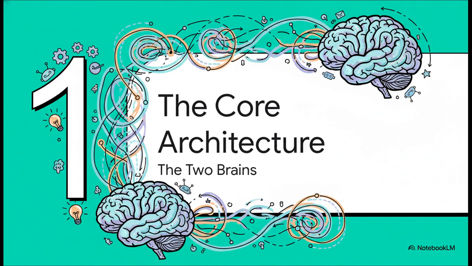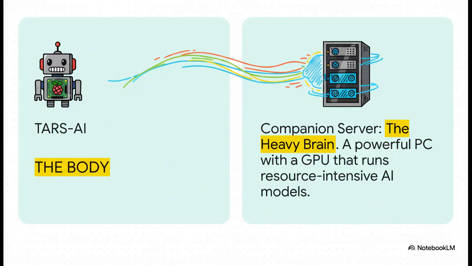To really get what makes this update so revolutionary, you have to start with the core architecture. The developers came up with this brilliant solution to the biggest problem of running AI on tiny computers. They gave TARS two brains. And this right here is the brilliant part. You've got the Raspberry Pi, which is kind of like the body. It's lightweight, it lives right on the robot, and it deals with all the physical stuff. You know, the motors, the screen, the immediate interactions.